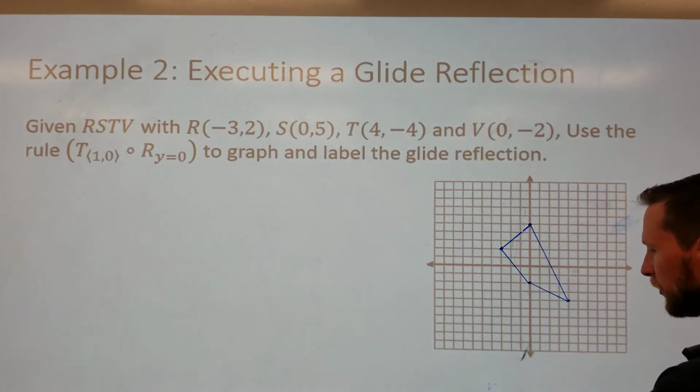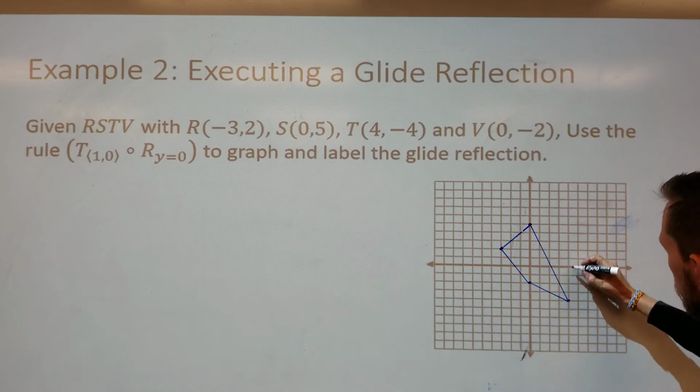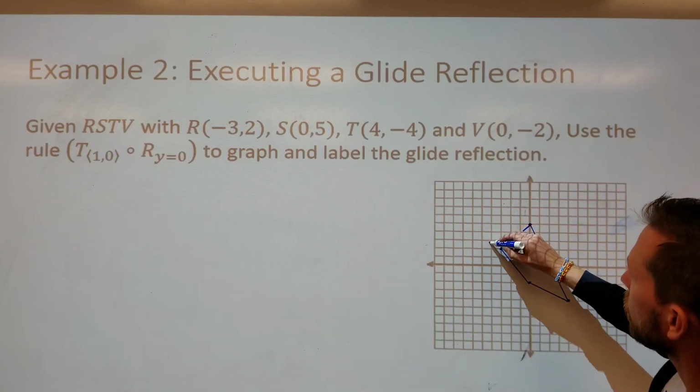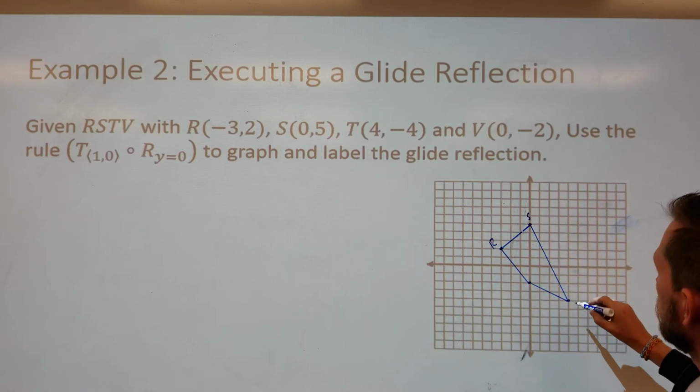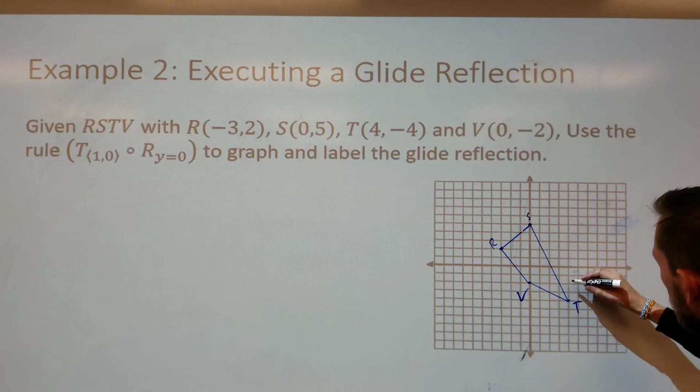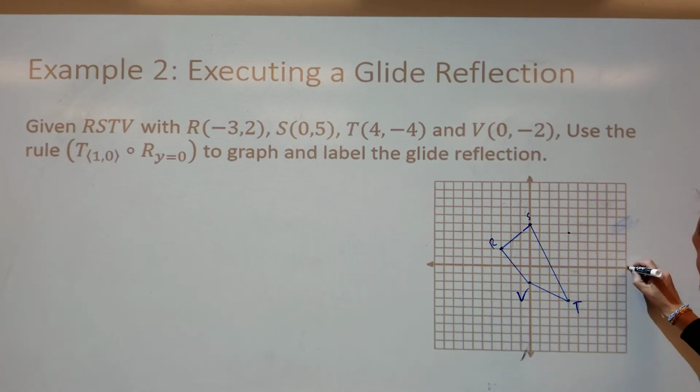When I do that flip, it is going to give me this picture. All right, so I should probably label these so that you can follow along. This was R, S, T, and V. And when I flip those, I end up, this is the line y equals 0, and I reflect it over that line.